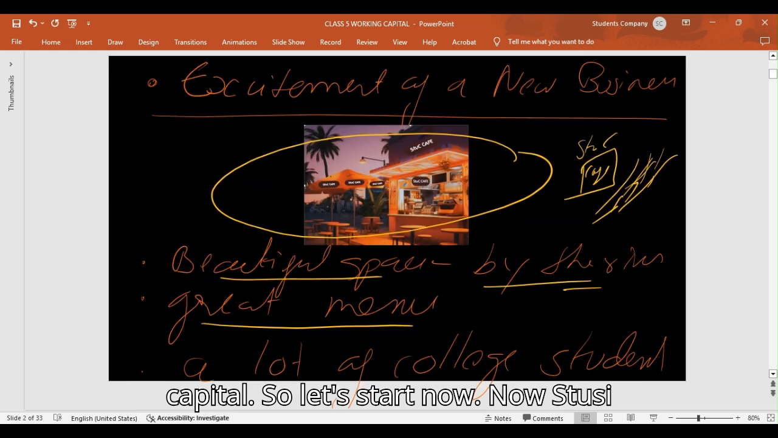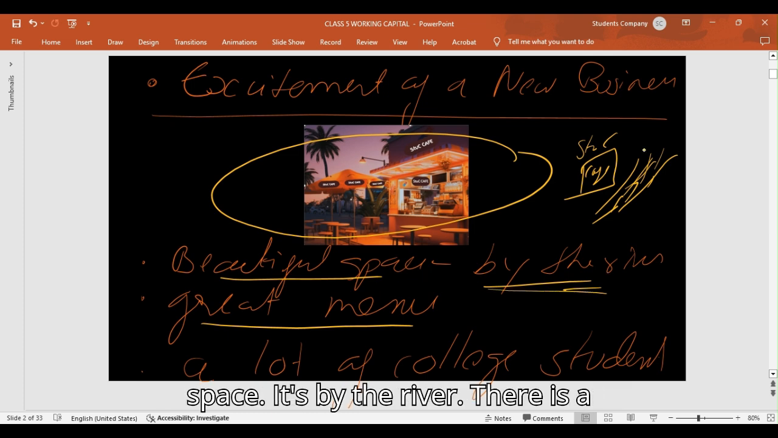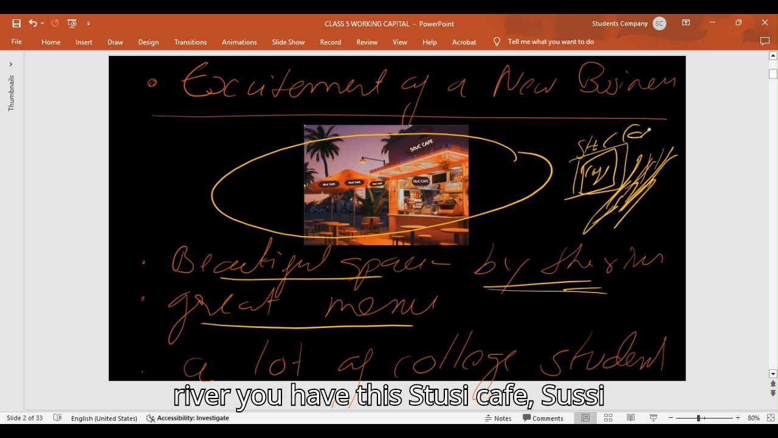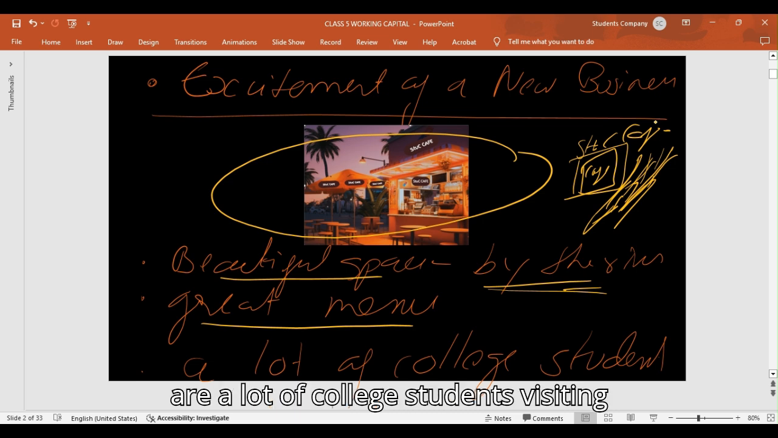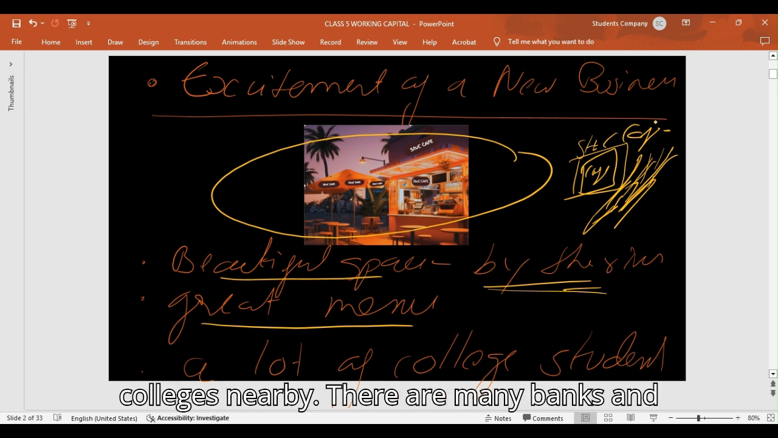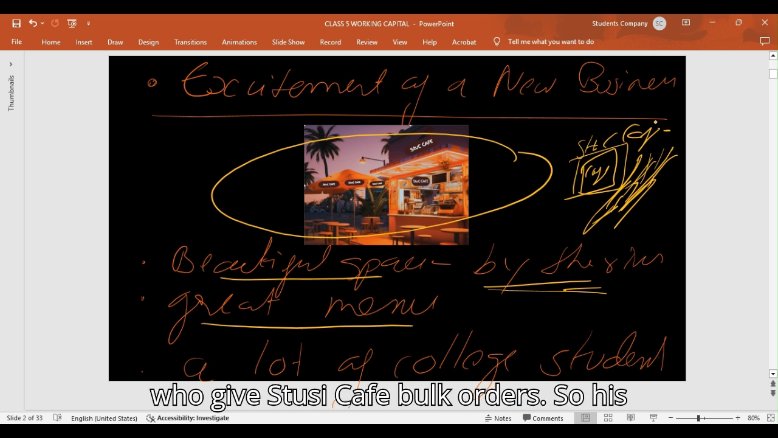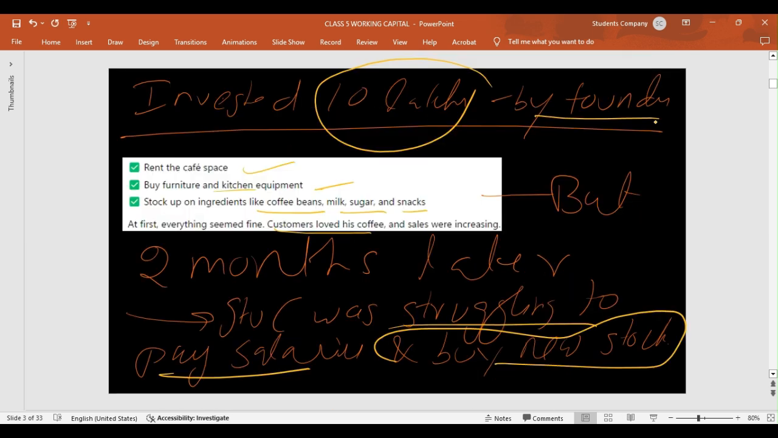So let's start. Now Stu-C has started a new business. This is a cafe. This is the students' company's cafe, and it has a great space. It's by the river. There is a river flowing, and on the banks of the river, you have this Stu-C cafe. It has a great menu, and a lot of college students visit this cafe. There are many colleges nearby. There are many banks and other industrial establishments nearby who give Stu-C cafe bulk orders. So his sales are good. The business is going good. Let's see what happens next.